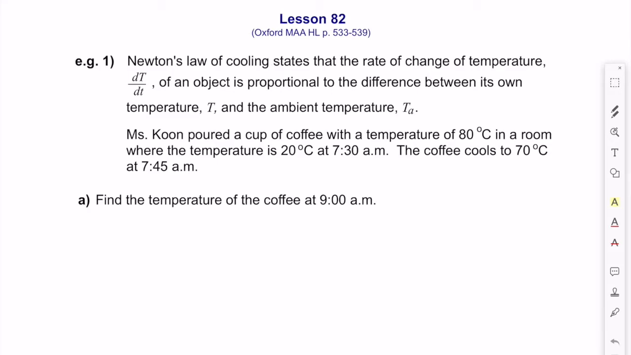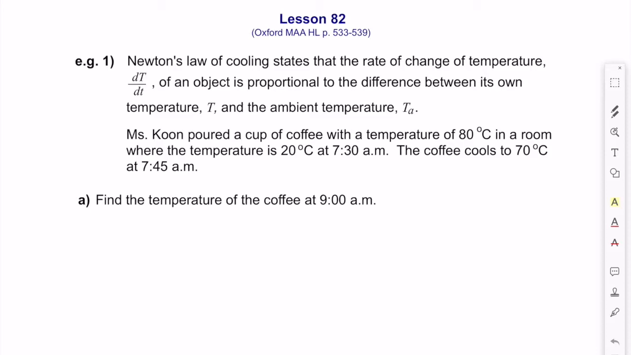Here is example 1. Newton's law of cooling states that the rate of change of temperature dT/dt of an object is proportional to the difference between its own temperature T and the ambient temperature, so the surroundings temperature, TA. Ms. Kuhn poured a cup of coffee with a temperature of 80 degrees in a room where the temperature is 20 degrees Celsius at 7:30 a.m. The coffee cools to 70 degrees Celsius at 7:45 a.m.